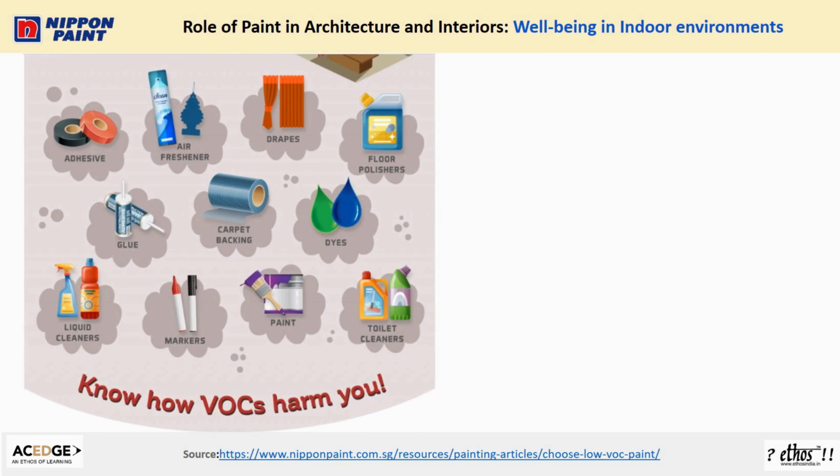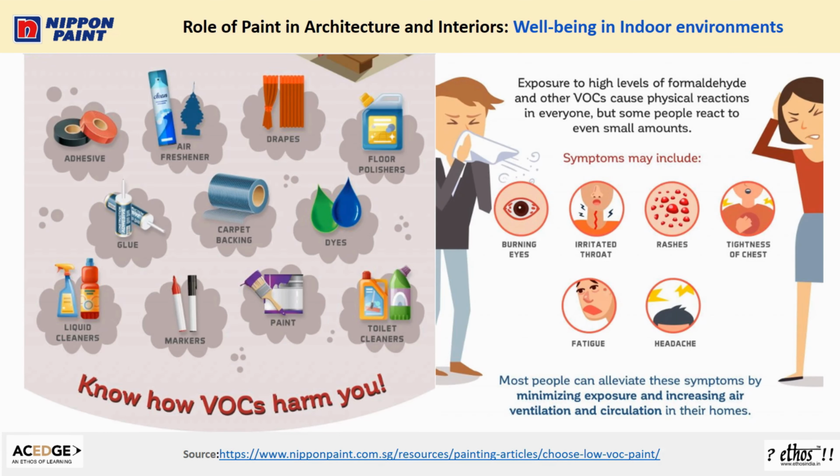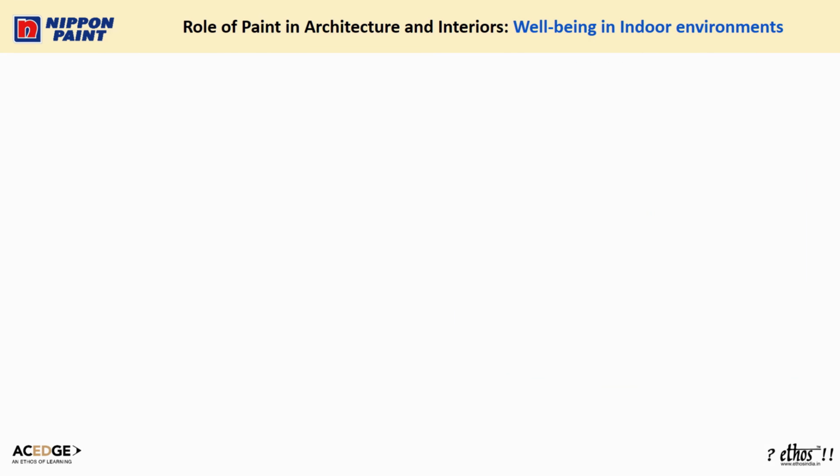VOCs, or volatile organic compounds, are emitted from several building materials and other household agents. Even paints may contain VOCs. Exposure to high levels of VOCs may affect physical and mental well-being. It is therefore very important to select indoor paints that are low on VOCs.